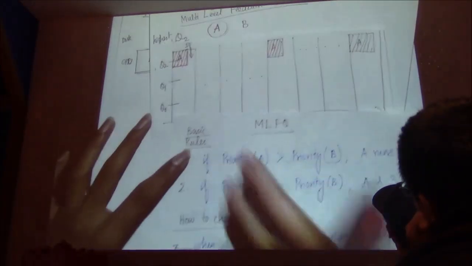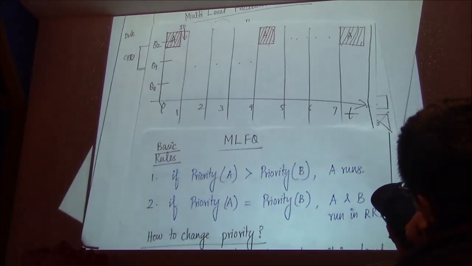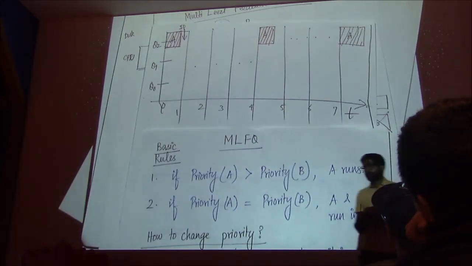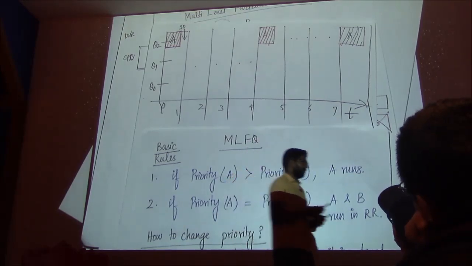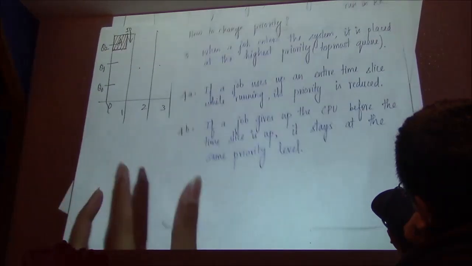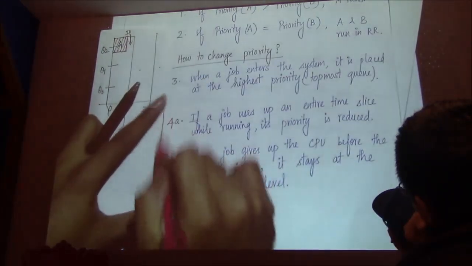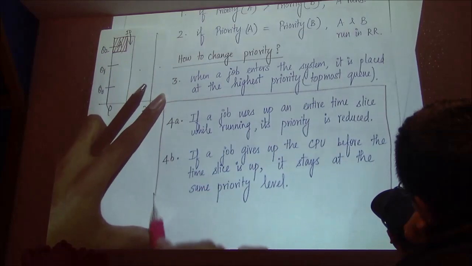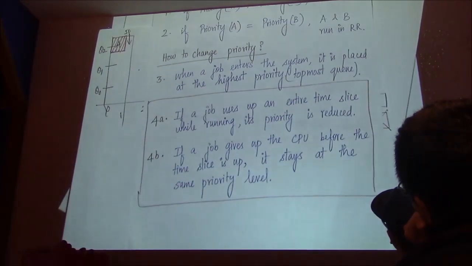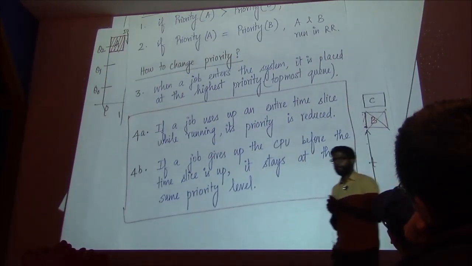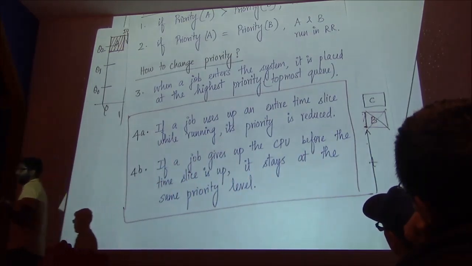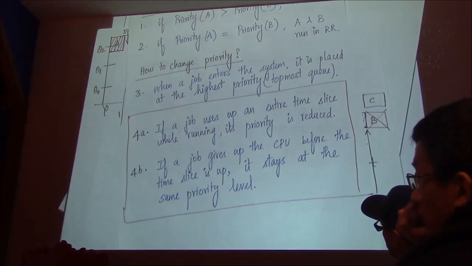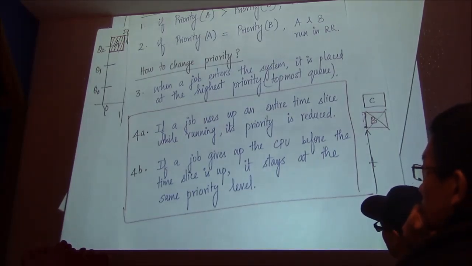Now, are there any issues here? Very similar to how you found out the starvation problem, are there any other issues with these rules? I can tell you, the issue is with these two rules here. Can you find it? Maybe you should think about some evil programmer who wants to take over the system.